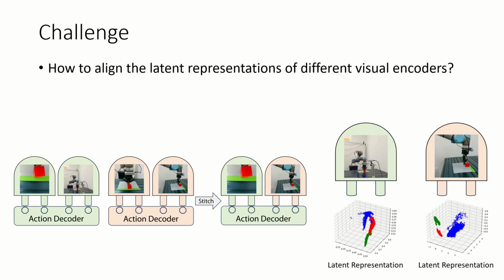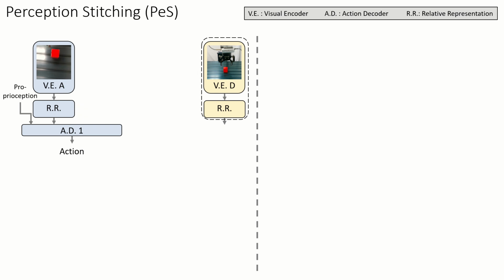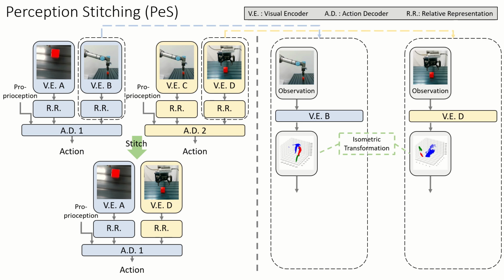However, the different latent representations make the directly reassembled policy malfunction. In the perception stitching process, we train two policies with different camera settings, and then stitch them together to get a reassembled policy for a novel camera setting. We observe that there is an approximately isometric transformation relationship between the corresponding latent representations.